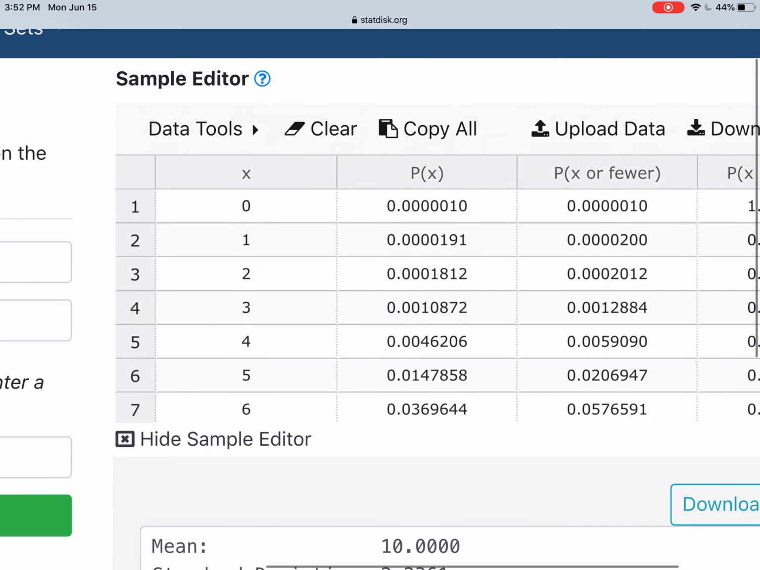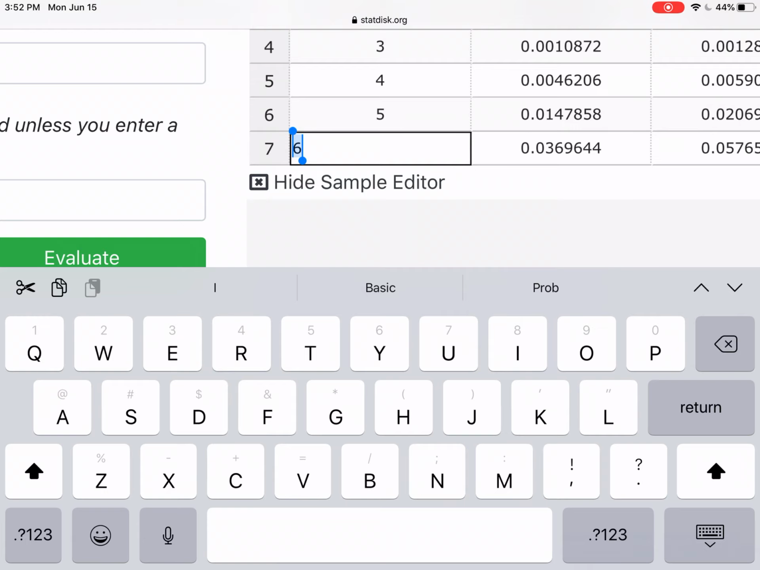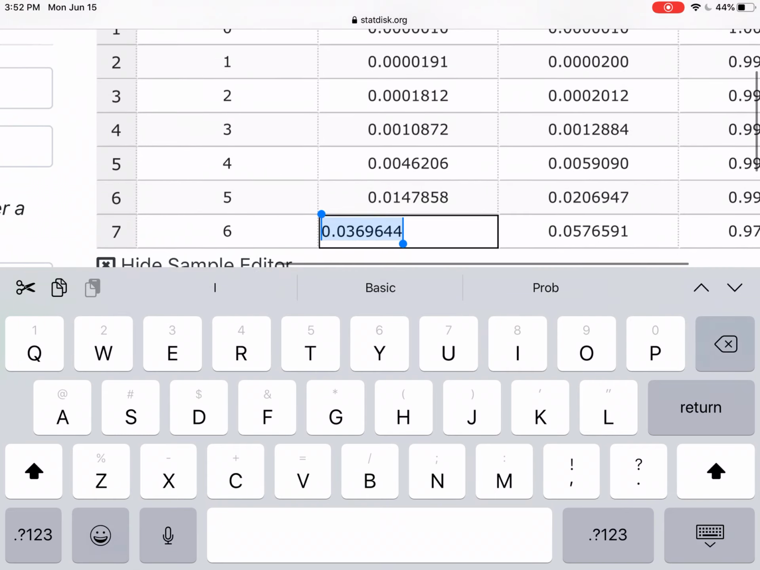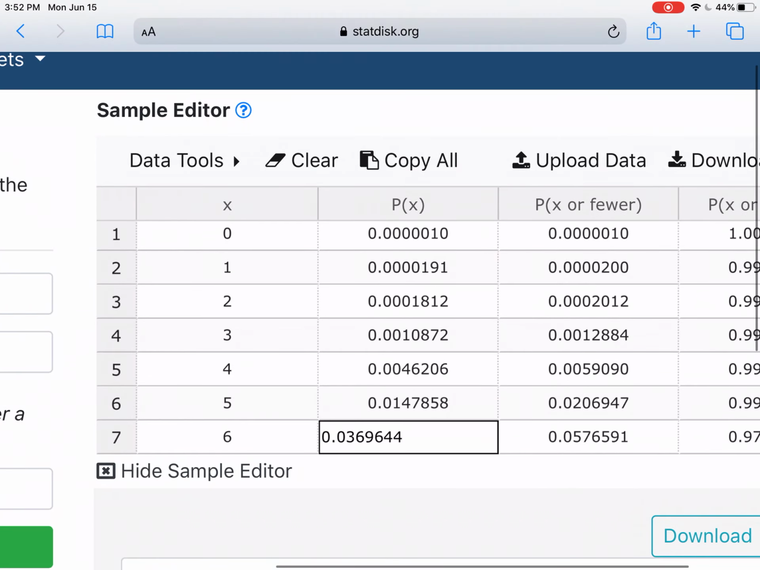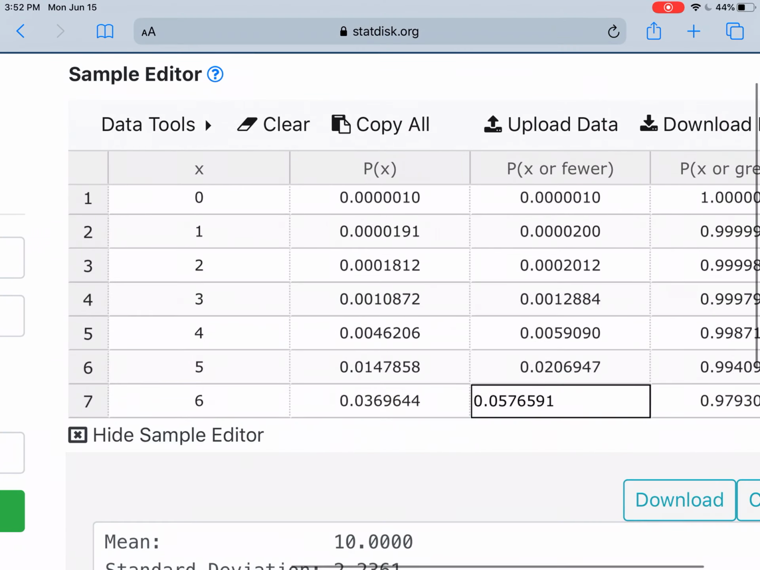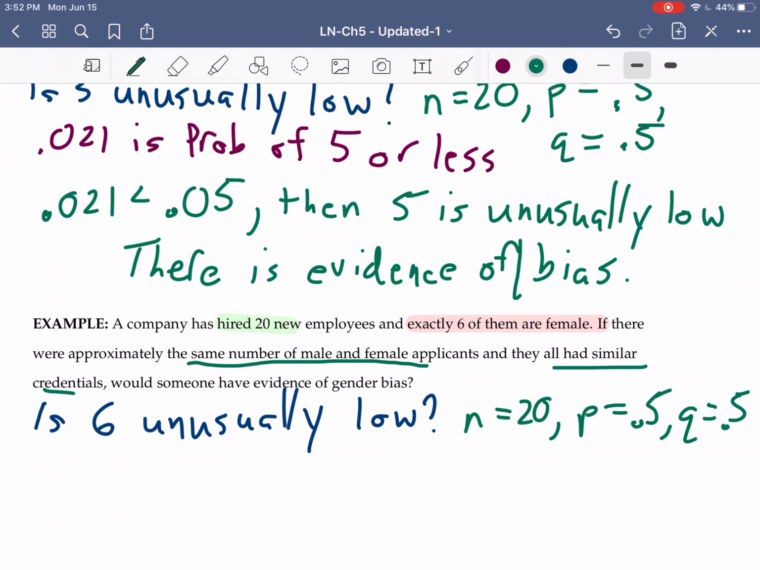We're interested in the row where our x value is 6. So way down here, that's row 7 because it started off with an x value of 0. This value is the probability that it is exactly 6. The next column over is the probability of 6 or fewer. So 0.058 if we go to 3 places. So 0.058 is the probability of 6 or less.